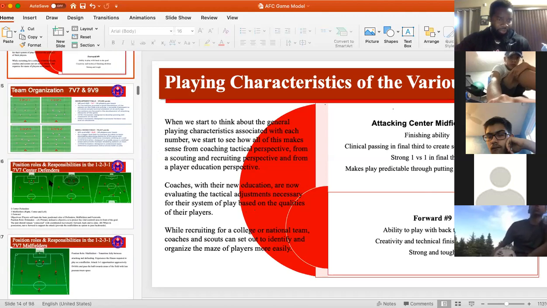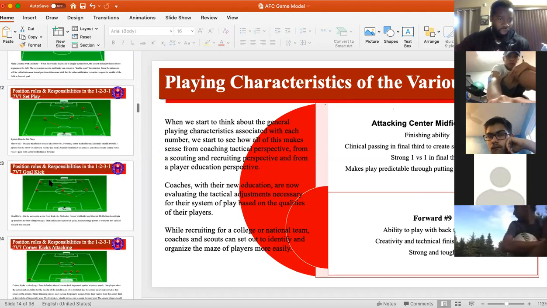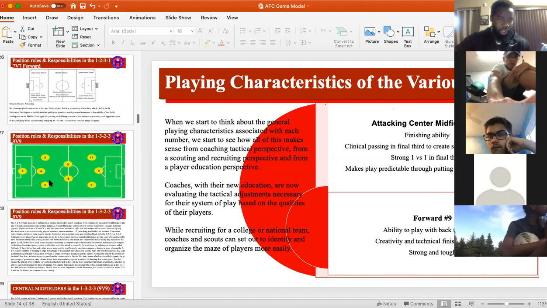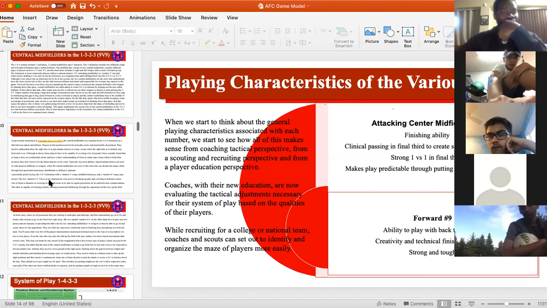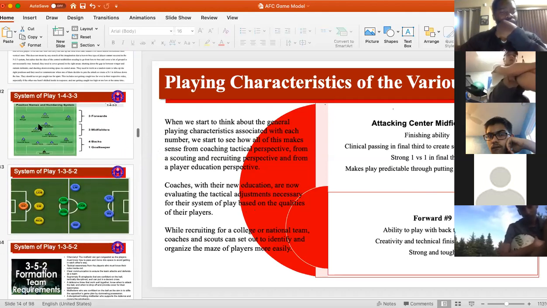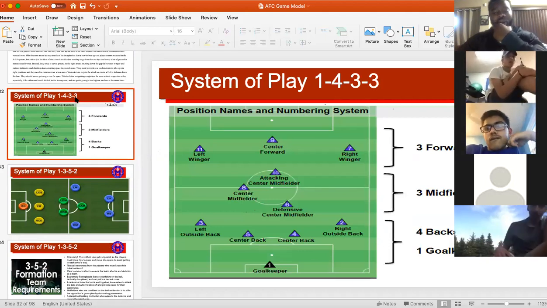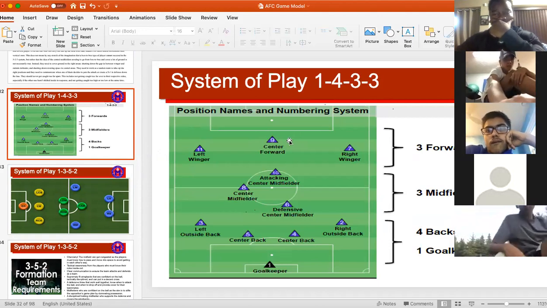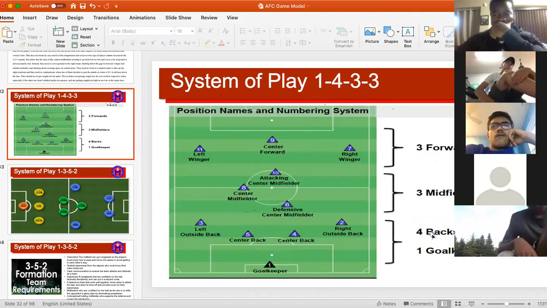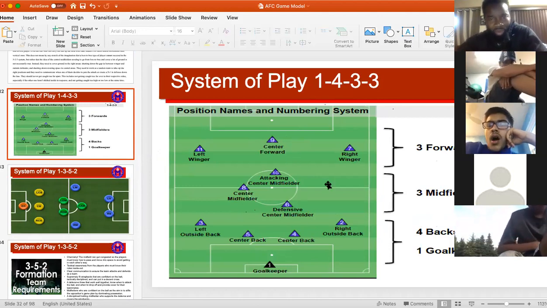In that sense, we're going to move on all the way to here. You're going to have 2 systems of play. When you're playing the game, you're going to have 2 systems of play. You're going to have a 4-3-3. In the 4-3-3, you look to have your 1 goalkeeper, your back 4, your midfield 3, and your forward 3. And this is the setup, how you can organize yourself in a 4-3-3.